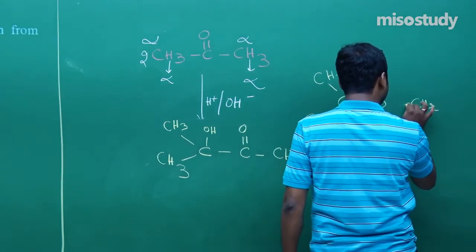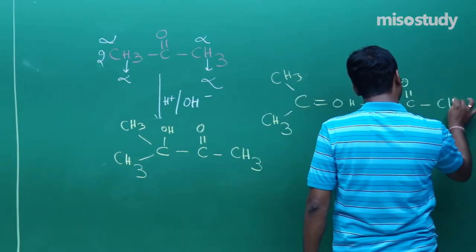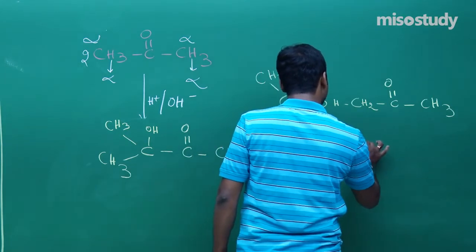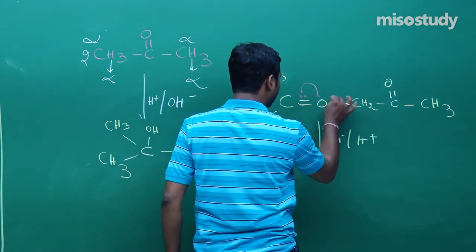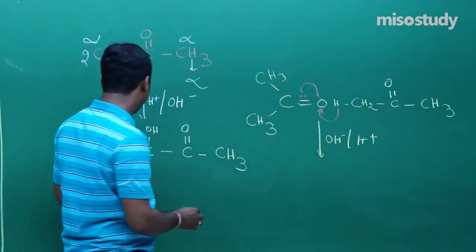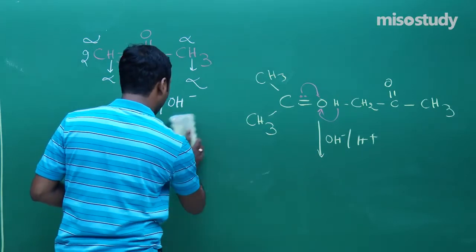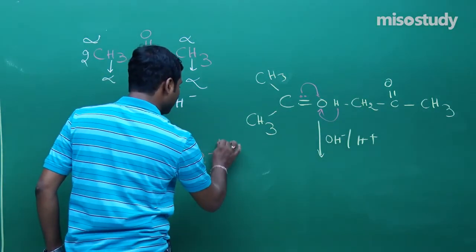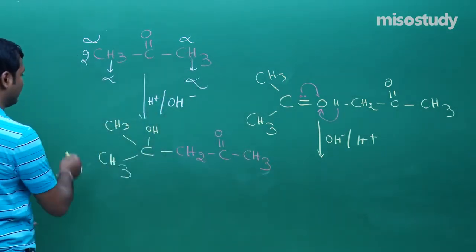Now CH2, then H, then C double bond O, then CH3, in presence of base or acid. What will happen? This bond will break and this will come here and form CH3, COH. Then wait for a moment. Let me note down CH2, then C double bond O, CH3. Now you can easily understand by this example.